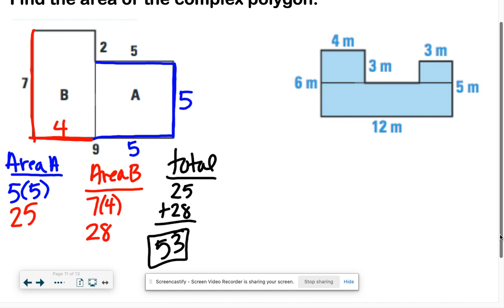I'm going to label these to make it a little bit easier. A, B, C. Which one do you guys want to start with? A. I think so too. That's the easiest one, because our dimensions are already there for us. 4 times 3 gives us 12.